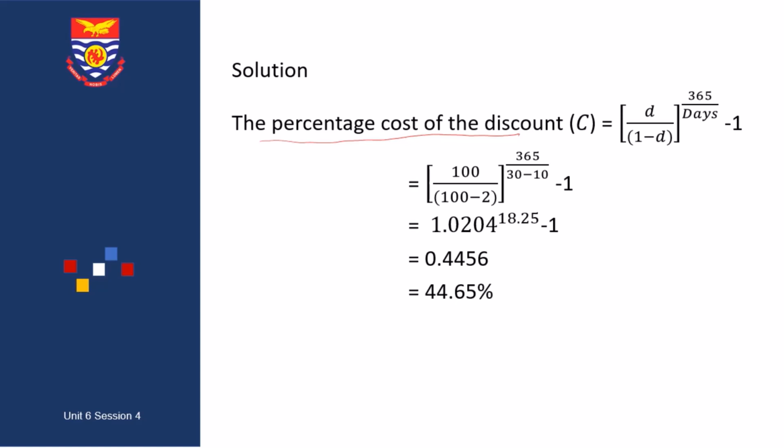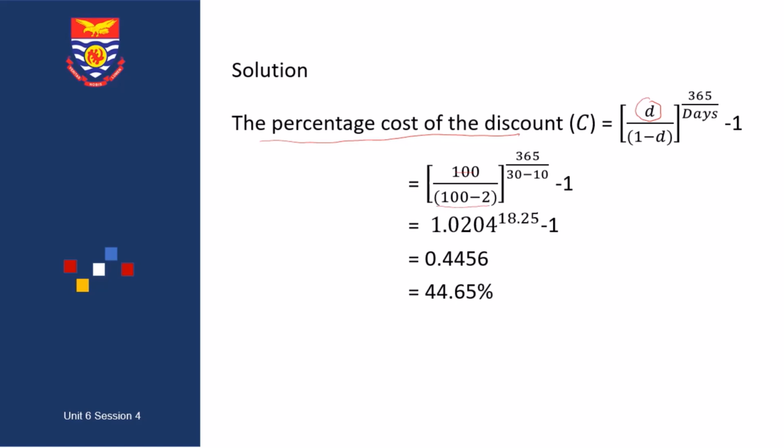So the formula is D over 1 minus D, all exponent 365 days over the days. So the days is the normal term minus the discount term. Right. So in the question, they gave us D, which is given to be 2, right? So we have 2 here. Good. So we also have our 100 minus 2 here.